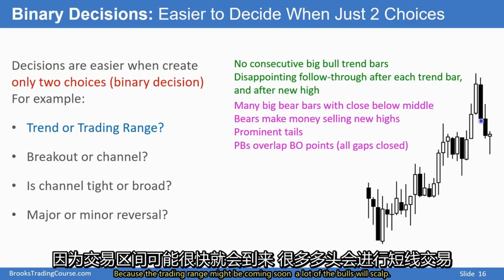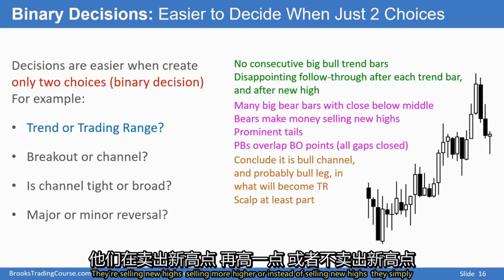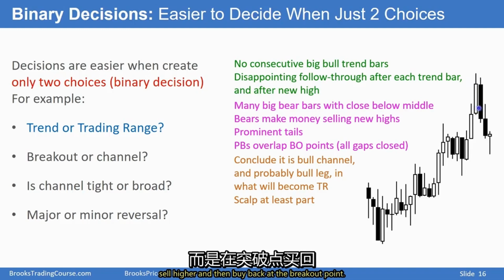Because the trading range might be coming soon, a lot of the bulls will scalp. The bears are clearly scalping. They're selling new highs, selling more higher. Or instead of selling new highs, they simply sell higher and then buy back at the breakout point.